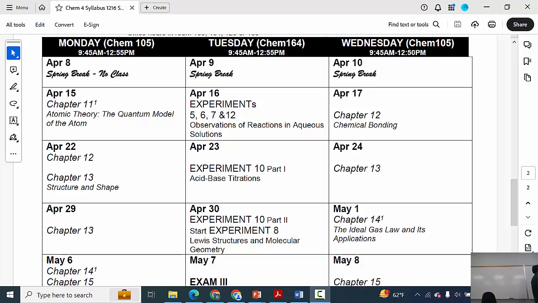Yeah. And so tomorrow's lab is going to be experiment 10, which is acid-base titrations. Just skim through the lab. We're going to do part 1 tomorrow, and then next week we'll do part 2 of the experiment.